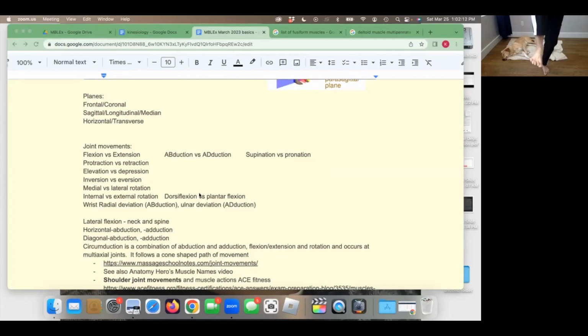Eversion looks like that. So that's eversion. And there's a little bit of dorsiflexion. You see the dorsiflexion in eversion? There's abduction, and there's also pronation. So the bottom of the foot is starting to come up, and that's pronation, or the top is starting to go down, pronation. Dorsiflexion and abduction for eversion, and then for inversion, it's supination, adduction, and plantar flexion.